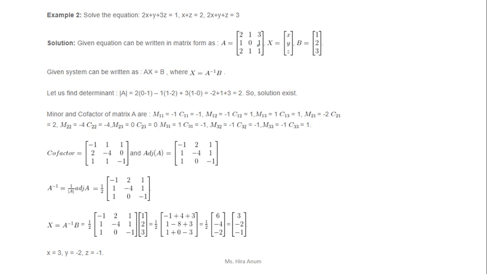Similarly, we take the determinant of A, which is not equal to 0, then find minors and cofactors, which is this. Take the transpose of cofactors, which becomes the adjoint, divided by the determinant, which is A inverse, then multiply with B. Then we find the values of x, y and z.